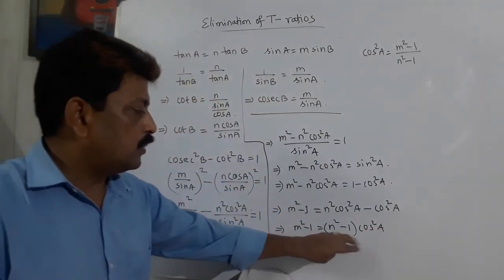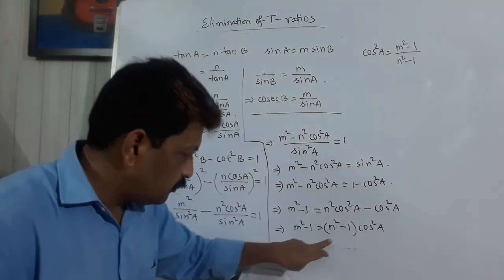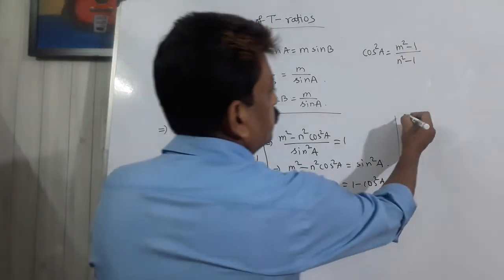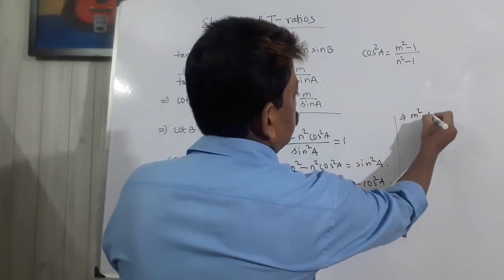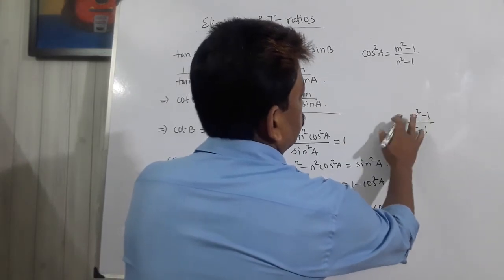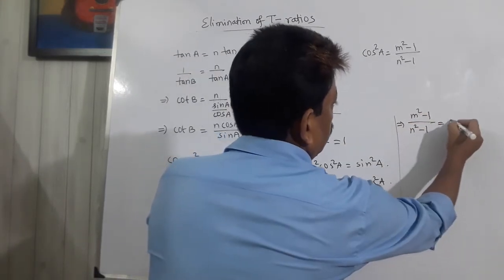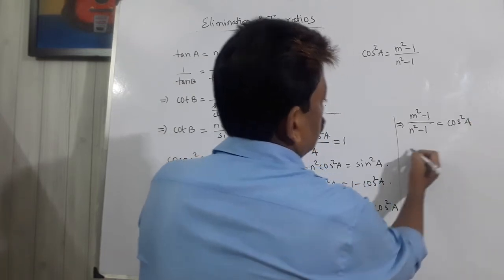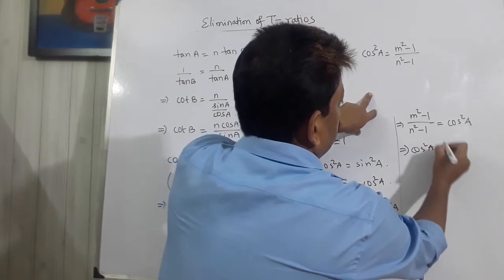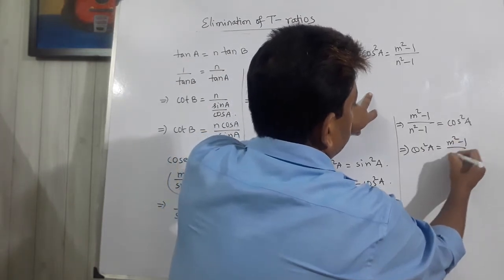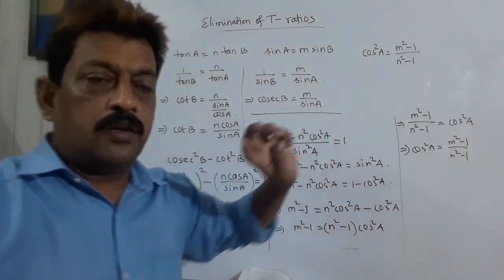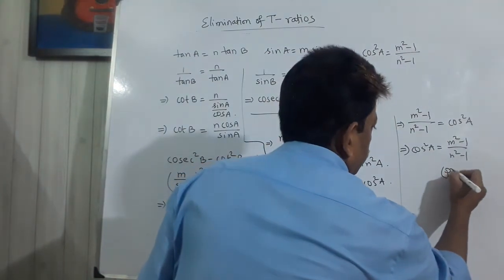Now, keeping cos square A on the right hand side, let me bring this n square minus 1 down to the left hand side. So what will happen? It will be m square minus 1 upon n square minus 1 equals cos square A. So this cos square A equals m square minus 1 upon n square minus 1, and that is what we have to prove. Okay, so let me write here: proved.